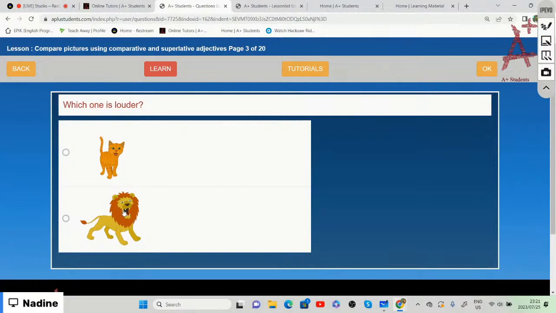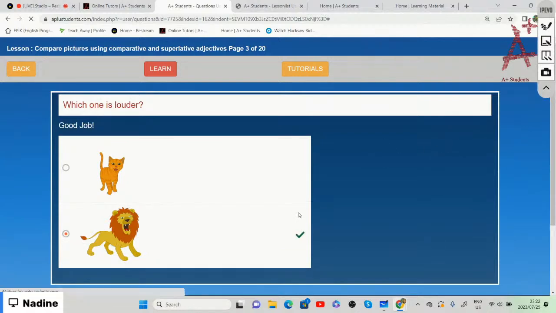We need to say which one is louder. Is it the kitty cat, your pet at home, or the lion, the king of the jungle, that roars? If we were to select which one is louder, then we can say it is the lion. The lion is louder in its roar, in its sound, compared to a cat that just meows. All right.